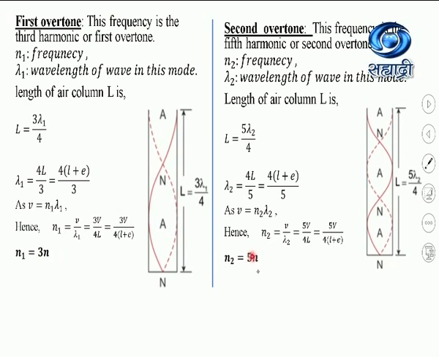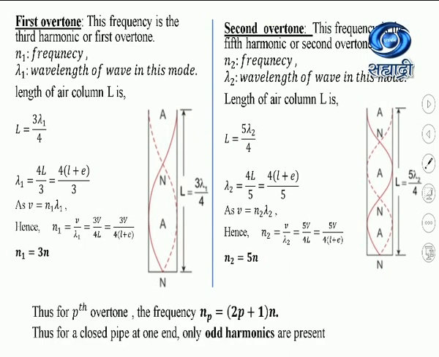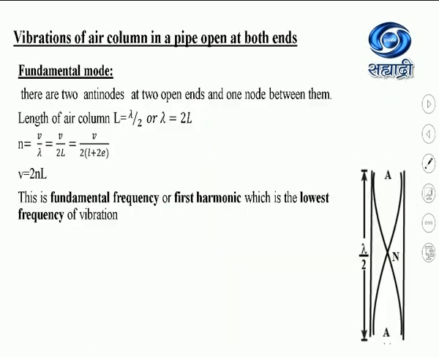Afterwards frequency is 5N. So we can say for a pipe closed at one end, only odd harmonics are present. And therefore, generally we can write for the pth overtone, the frequency Np is equal to (2p plus 1) into n, where n is the fundamental frequency. And this is the general equation for the frequency for the pth overtone.